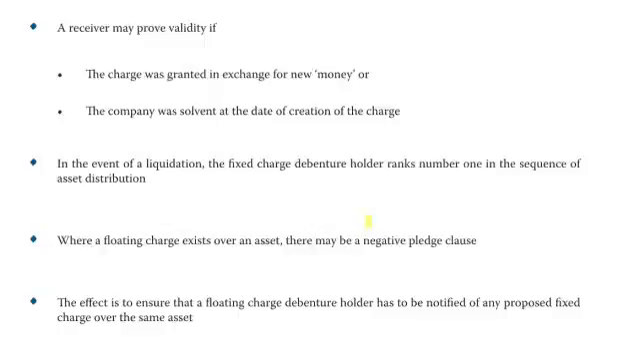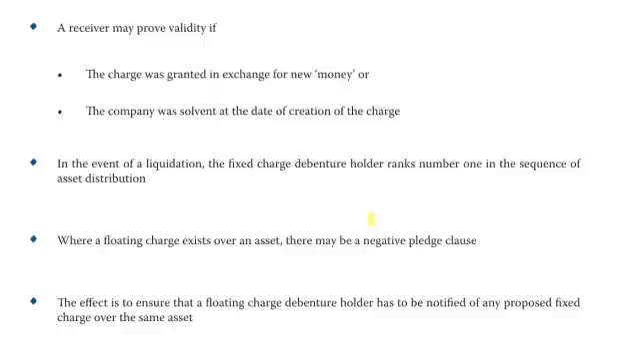If a floating charge exists over an asset, then there may be a negative pledge clause within the floating charge. Assume that there is no fixed charge in existence. The company borrows money secured by floating charge, which I'll explain in a moment or two. That floating charge, in a situation of a liquidation, will rank second behind any fixed charge created over the same property.